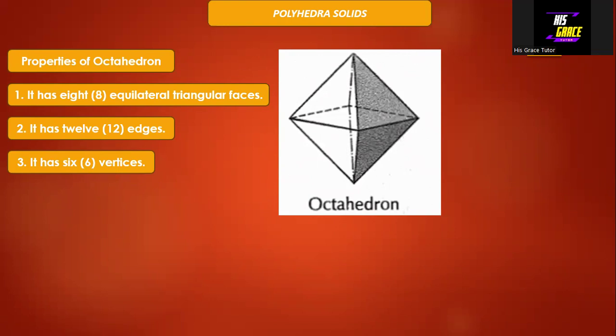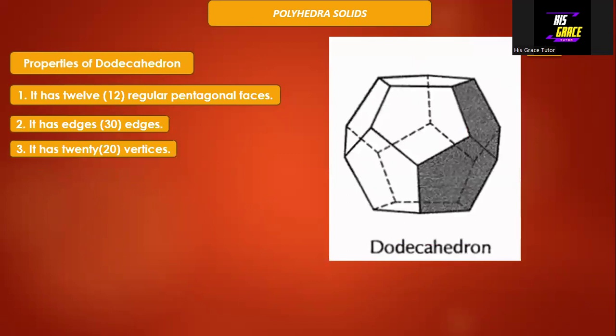So let's move on and look at the next one and its properties. That is, we are talking about dodecahedron. For dodecahedron, it has 12 regular pentagonal faces. Then it has 30 edges. So there's an error here. So it has 30 edges. Okay. So then it has 20 vertices. So those are the properties of a dodecahedron.